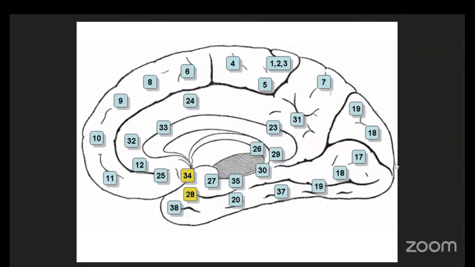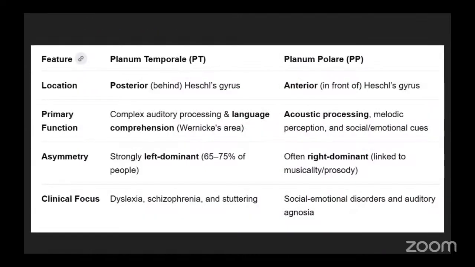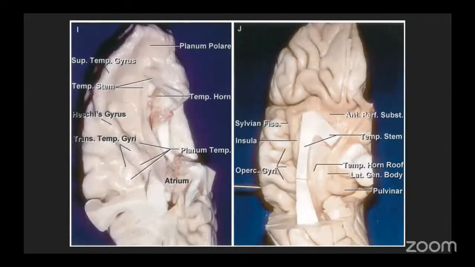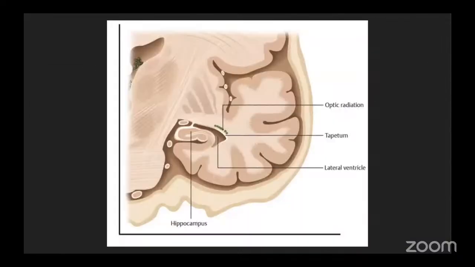Let's move on. The temporal horn is a small structure, but it is the gateway because you can use it as a corridor for reaching the mesial temporal lobe structures like the hippocampus and the amygdala. I think I have that picture. Let me go back. I'm not sure if it was in this.